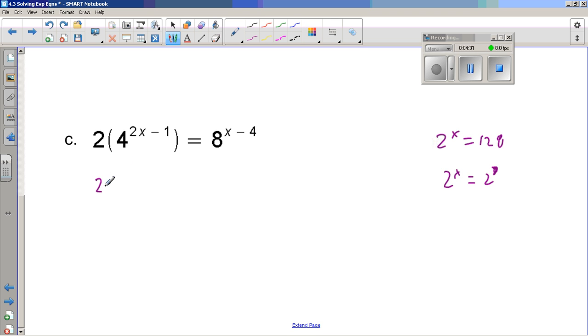I can write this as 2 to the exponent 1. 4 I can write as 2 squared, right? 4 is 2 squared. Now the exponent is still on there, right? I got to be careful. This thing's here's 4. There's that bracket. 8 is 2 cubed, right? And so now I've got some exponent rules to do. This is 2 to the exponent 1. This is 2 times 2x minus 1, and this is 3 times x minus 4.